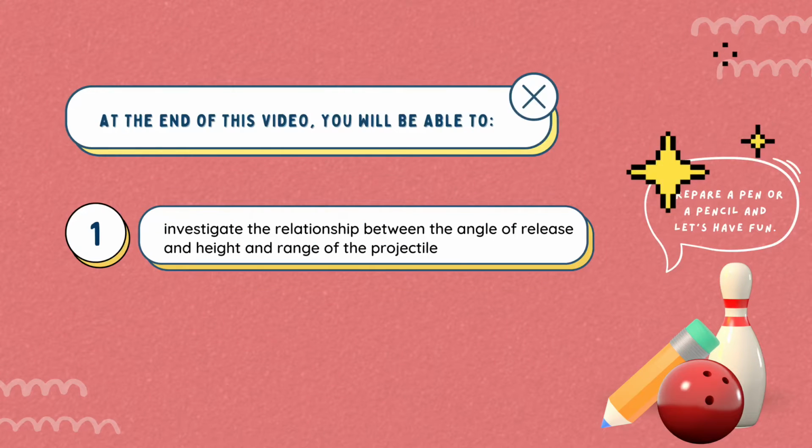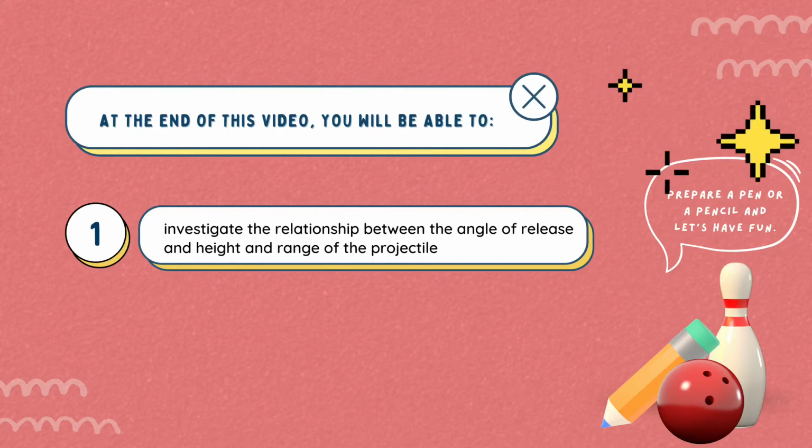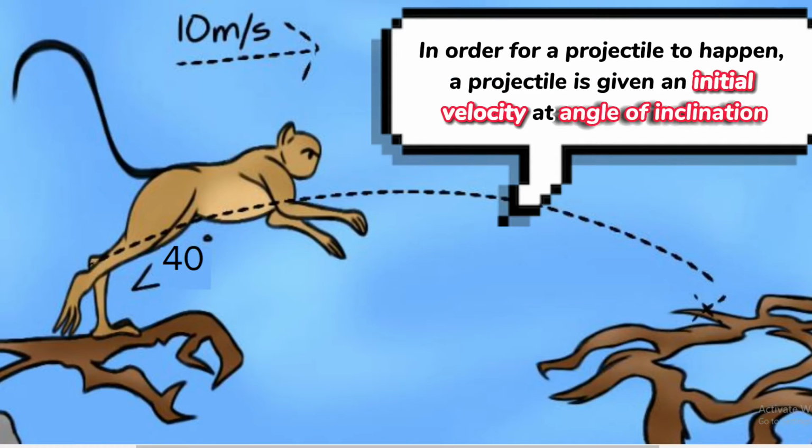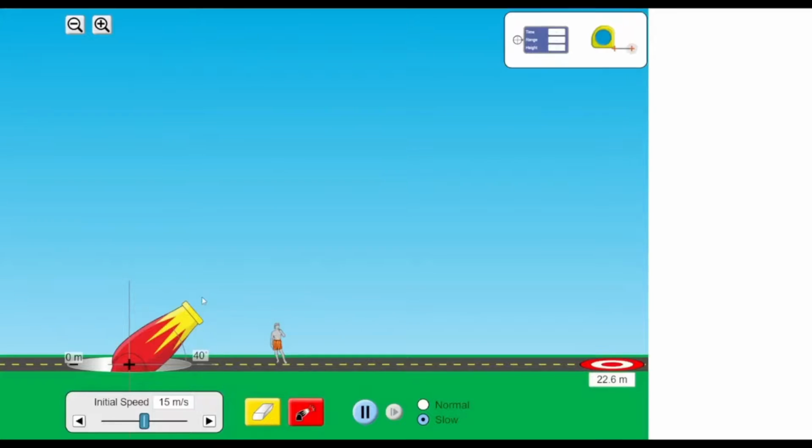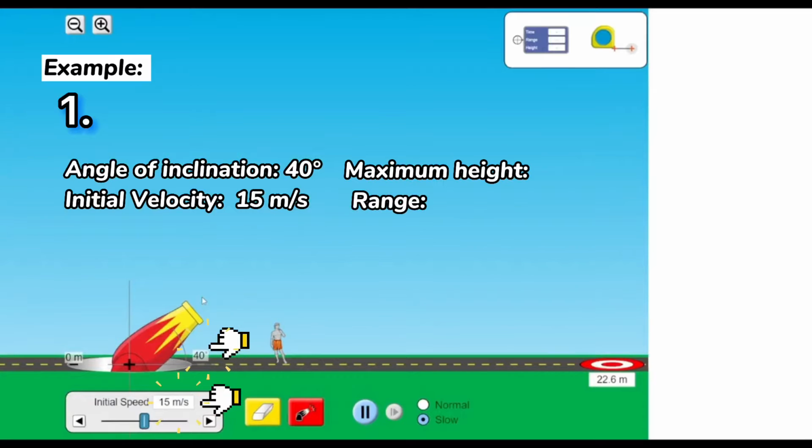At the end of this video, you will be able to investigate the relationship between the angle of release and height and range of the projectile. In order for a projectile to happen, a projectile is given an initial velocity at an angle of inclination. Let's have this in a simulator.